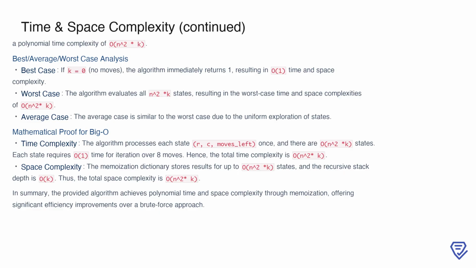Therefore, the total time complexity is O(n² * K). Similarly, the space complexity accounts for the O(n² * K) memoization storage and the O(K) recursive stack depth, resulting in an overall space complexity of O(n² * K). By implementing memoization, the algorithm achieves polynomial efficiency, a significant improvement over the exponential complexity of a brute force approach.